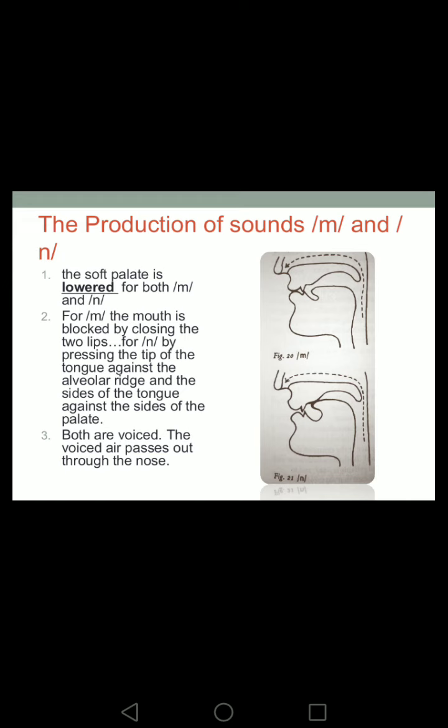While with the second sound n, you see that the tip of the tongue is touching the alveolar ridge. The tip of the tongue touching the alveolar ridge, and of course the sides of the tongue also. The sides of the tongue, in addition to the tip of the tongue, all make contact with the roof of the mouth. The tip of the tongue makes contact with the alveolar ridge. The sides of the tongue make contact with the sides of the palate.